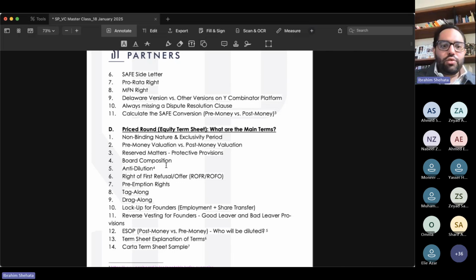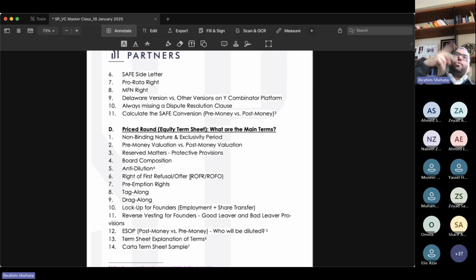Tag along and drag along, usually people mess them up a little bit, but one of them is for the investors and the other one is for the founders. Or let's say one of them is for the majority and one of them for the minority. Tag along is for the minority, which means that, for example, if 3 people own 60 or 70% of the company and they are selling their shares, then they would have to sell the shares of the minority with them. So the minority gets to tag along with them to be sold in the same transaction.